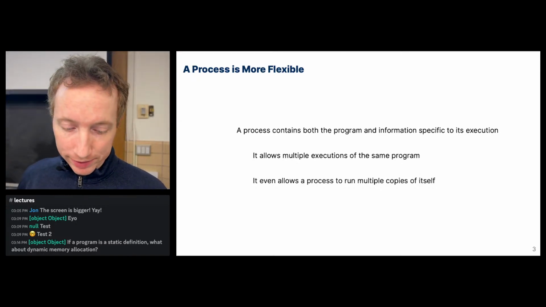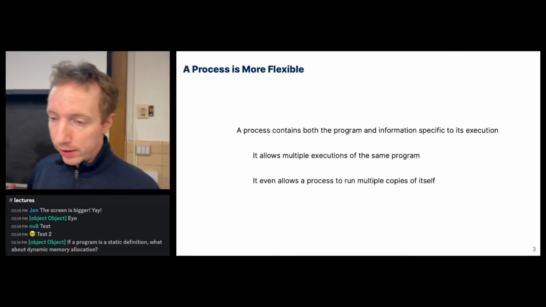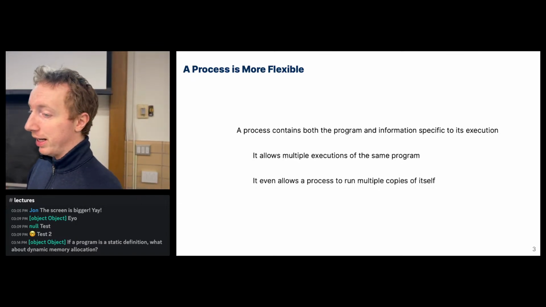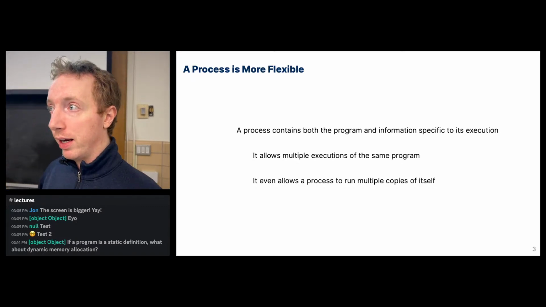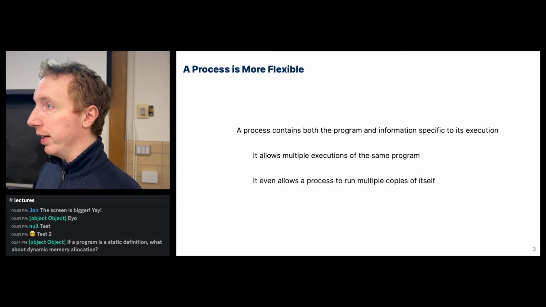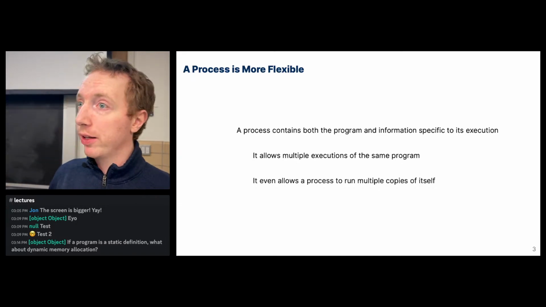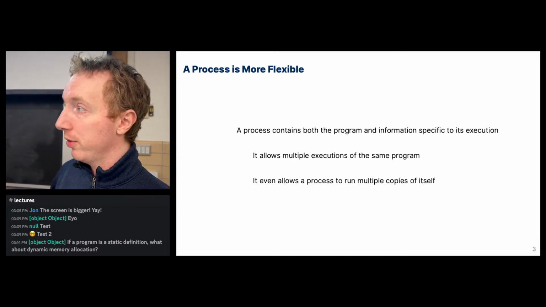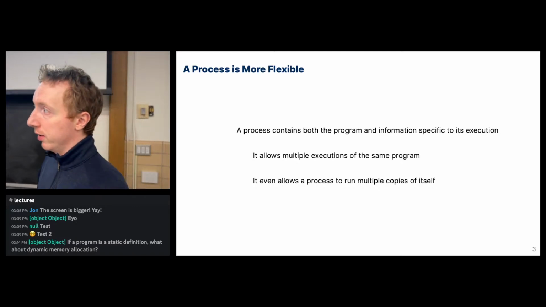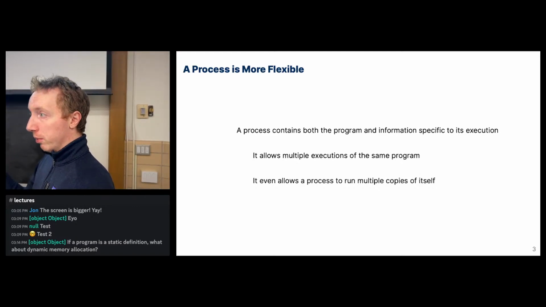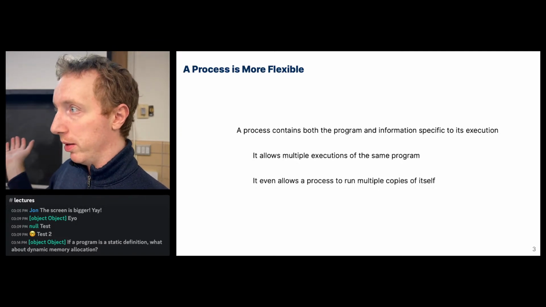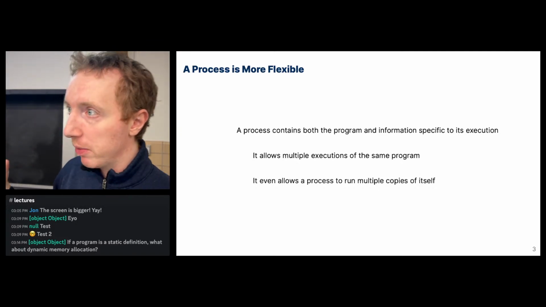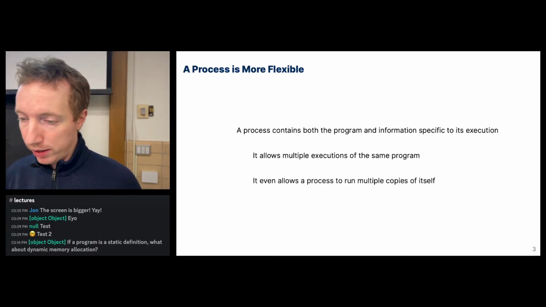So hopefully that answers that. Because we have this, a process contains both the program and information specific to its execution. So any dynamic memory allocation specific to its execution is different between processes. One time it runs, it would call malloc and get some memory region. The other one would run malloc and probably get a different portion of physical memory.